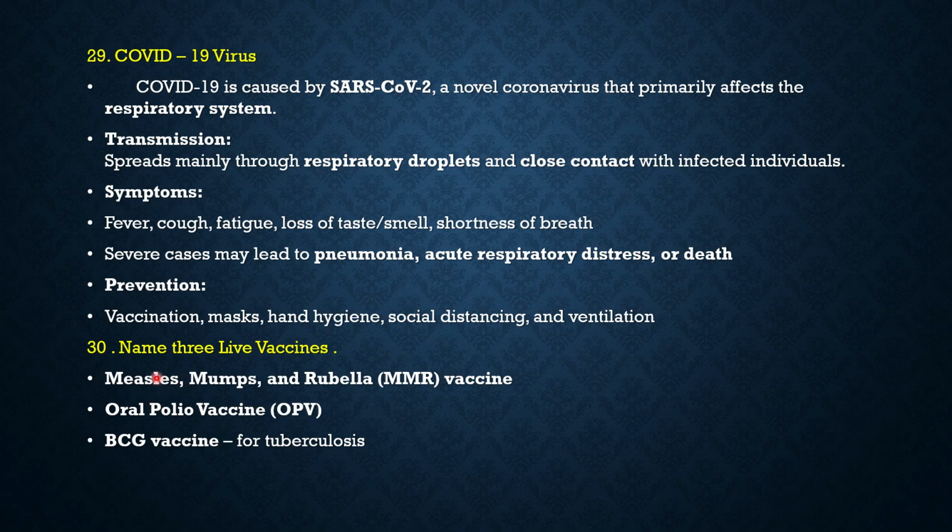So then the last question is name three live vaccines. So where the organism is injected or the microbes are injected live. So first is measles, mumps and rubella MMR vaccine. The second one is oral polio vaccine OPV, and next is BCG vaccine which is given for tuberculosis.